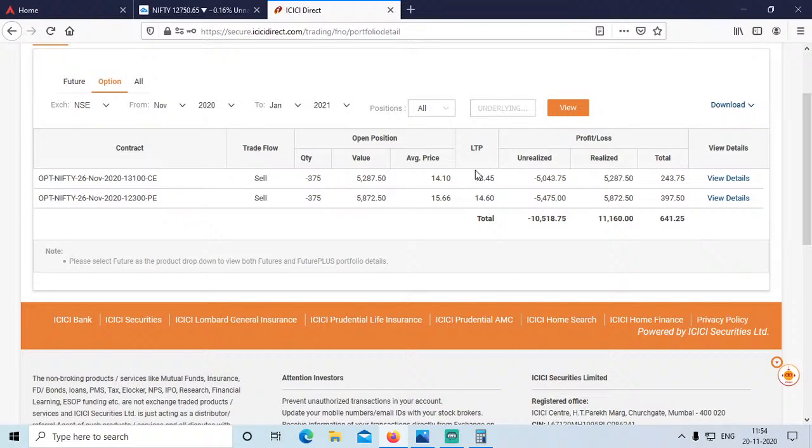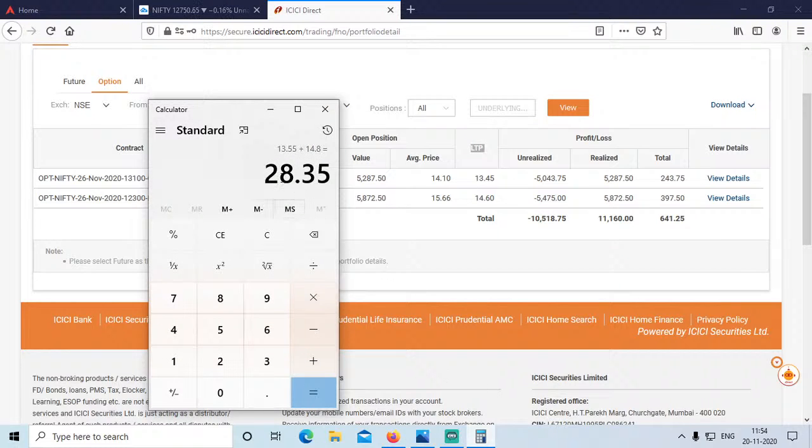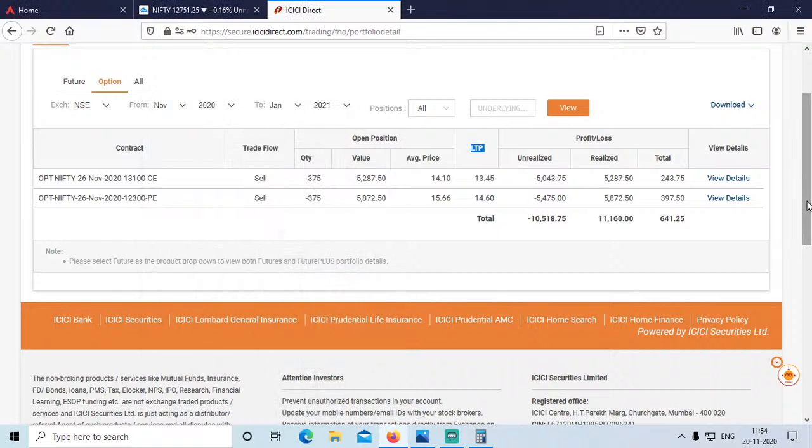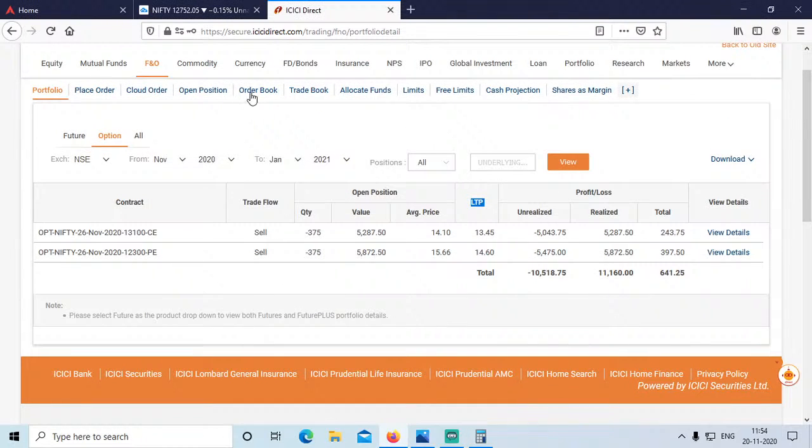Now it is the time to calculate the LTP. Adding LTP together, how much? Earlier it was 28.35. Now let us check one more time. 13.45 plus 14.6, together it is coming 28. We put the stop loss as 27. Okay, let us reduce it by another 50 paise, because for a long time it has been in the same place, 27. So let us reduce it another 50 paise in the order book.